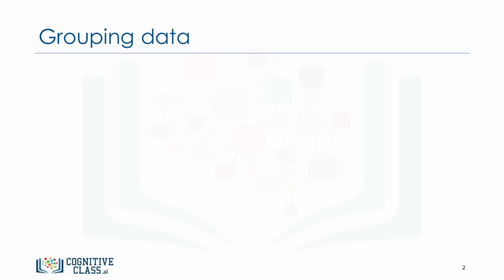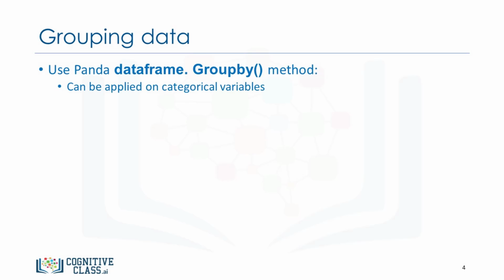It would be nice if we could group all the data by the different types of drive wheels and compare the results of these different drive wheels against each other. In Pandas, this can be done using the GroupBy method. The GroupBy method is used on categorical variables. Groups the data into subsets according to the different categories of that variable. You can group by a single variable, or you can group by multiple variables by passing in multiple variable names.